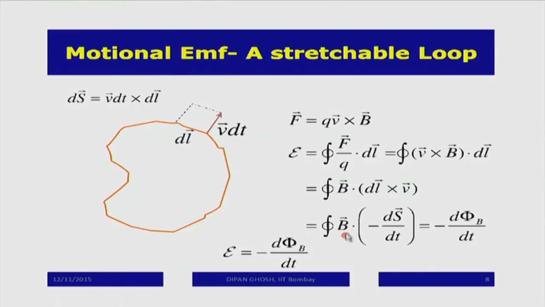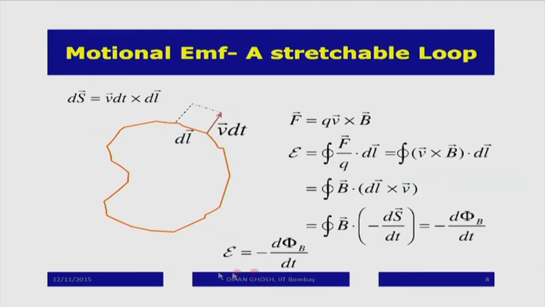So, what I have got is B dot ds, which is my flux, integration of that, d by dt of that. So, I get my electromotive force as minus d phi by dt. Notice the magnetic field has not changed. I have taken the magnetic field to be constant.